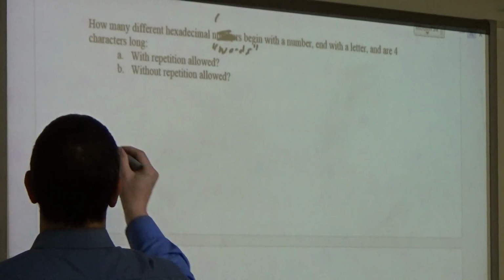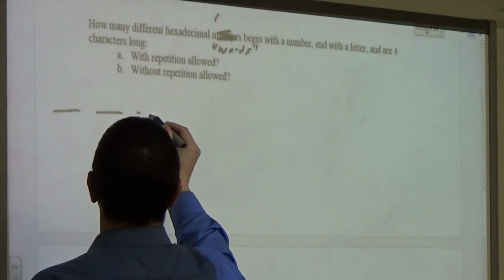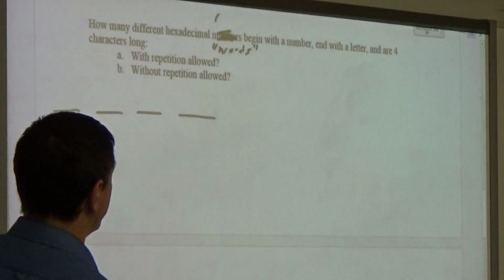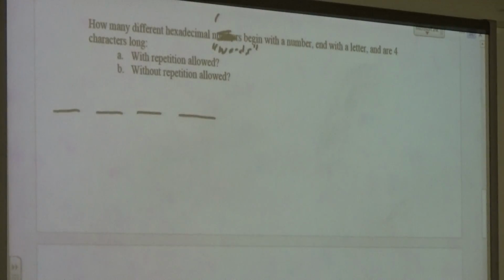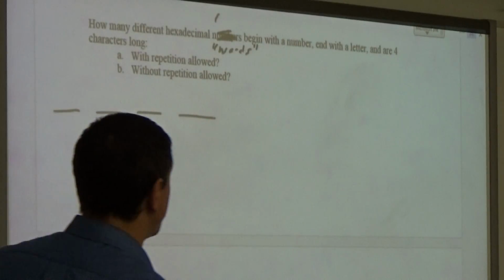Okay, so let's just draw our 4 characters. So let's try to remember a little bit about hexadecimal. Okay, somebody tell me some of the stuff that comprises hexadecimal. A, B, C, D, E, F, right? Okay, so there are A, B, C, D, E, F. 6 letters, right? So there are 6 letters.